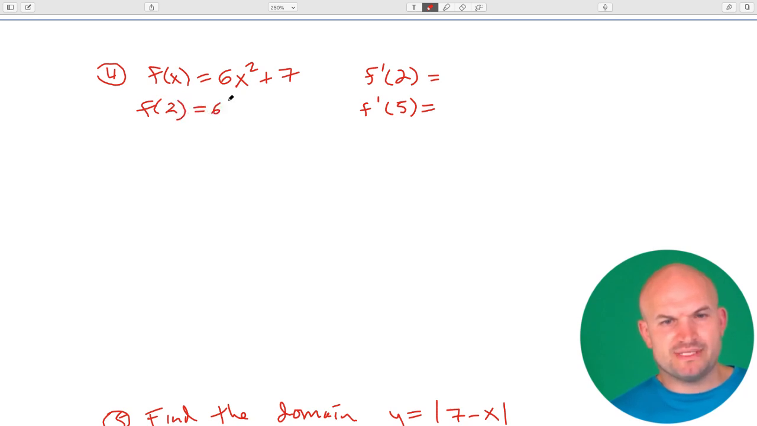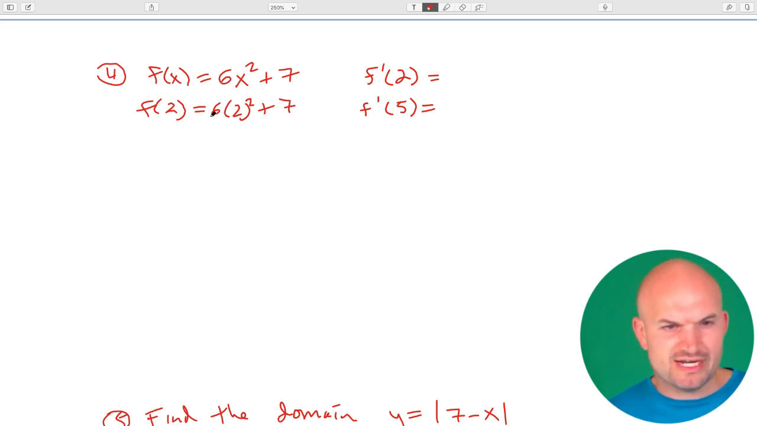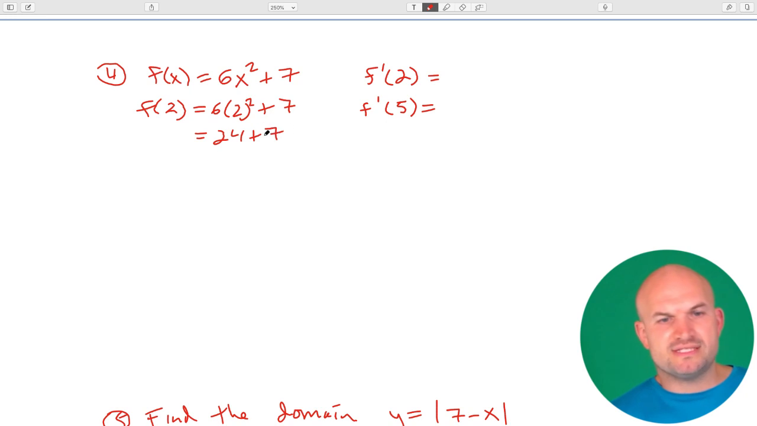And for x, it would be 6 times 2 squared plus 7, right? So just remember, we're trying to evaluate a function here. That'd be 4, so that's 24 plus 7 equals 31. But be careful, because that's not what our question is asking. Our question is asking, what is f prime of 2, f prime of 5?